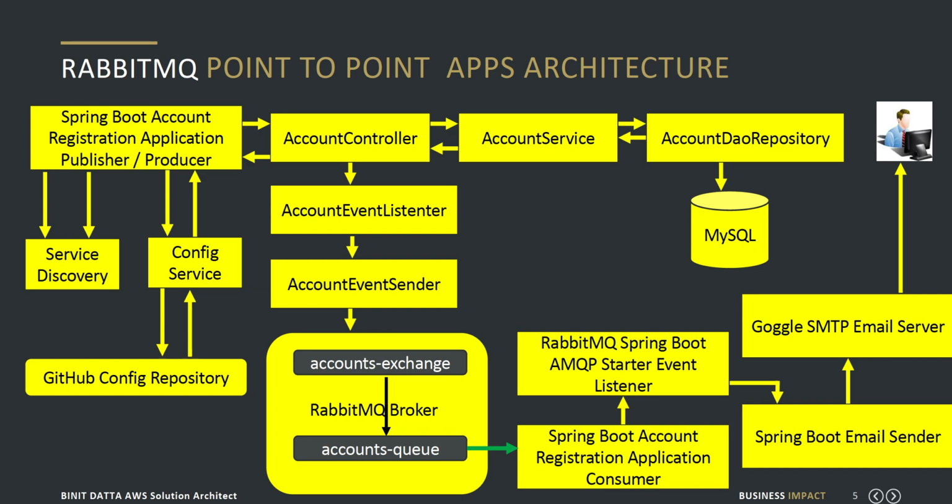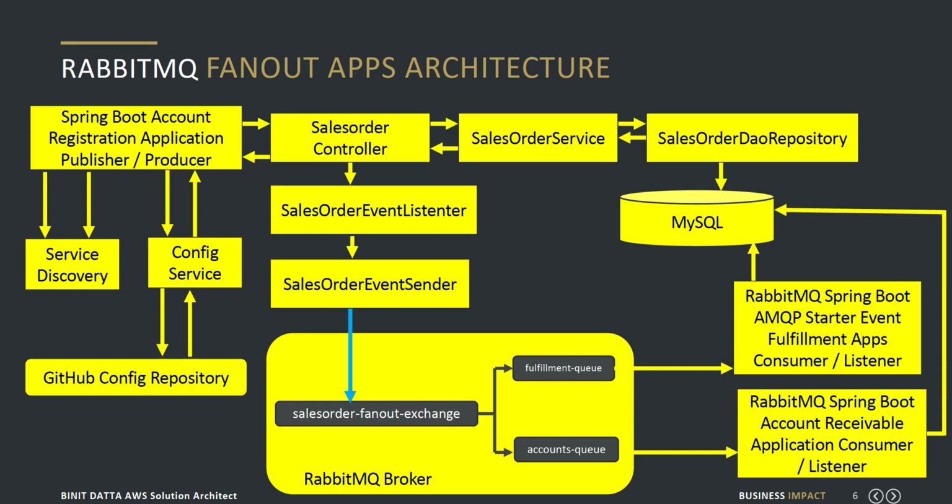This is the architecture that we are using for point-to-point demonstration. And then this is the architecture for FANOUT. As you can see, there are multiple consumers on the right hand side. One is accounts receivable, another is fulfillment. So that's what we will demonstrate in the FANOUT architecture.